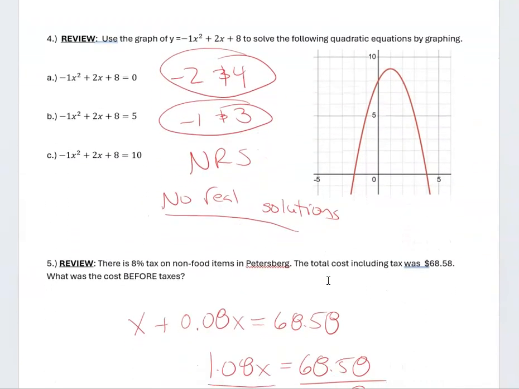On this one right here, this was just making sure you guys remember how to solve by graphing. When you usually talk about solving by graphing, you get one side equal to 0, therefore the x-intercepts are your solutions. So the answers to A would be your x-intercepts at -2 and at 4. The next one is where does it intersect the horizontal line at 5, and that's at -1 and at 3. And then the next one is where does it intersect the horizontal line at 10, and it doesn't. So there are no real solutions.